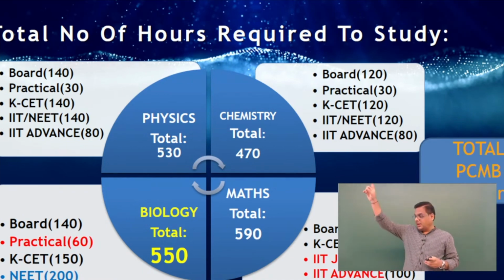Moving on to chemistry, if you see the chemistry there, how many hours are required for chemistry? If you add the same thing, you require around 470 to 500 hours for chemistry.